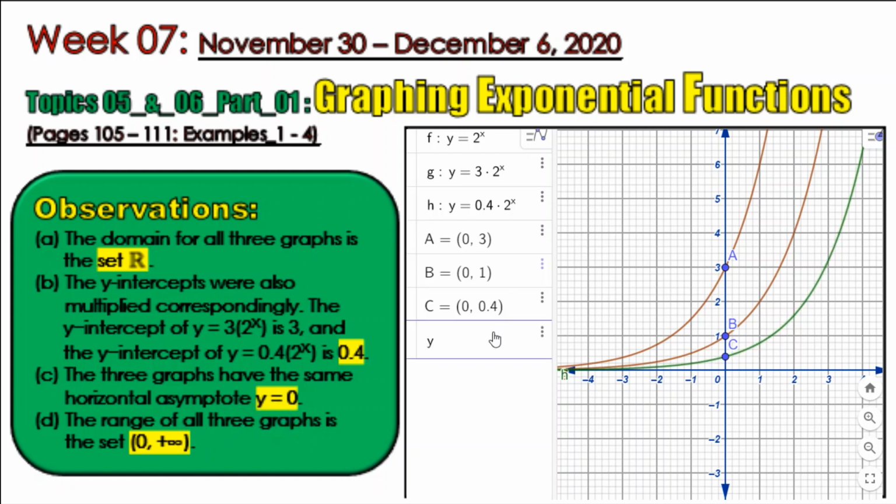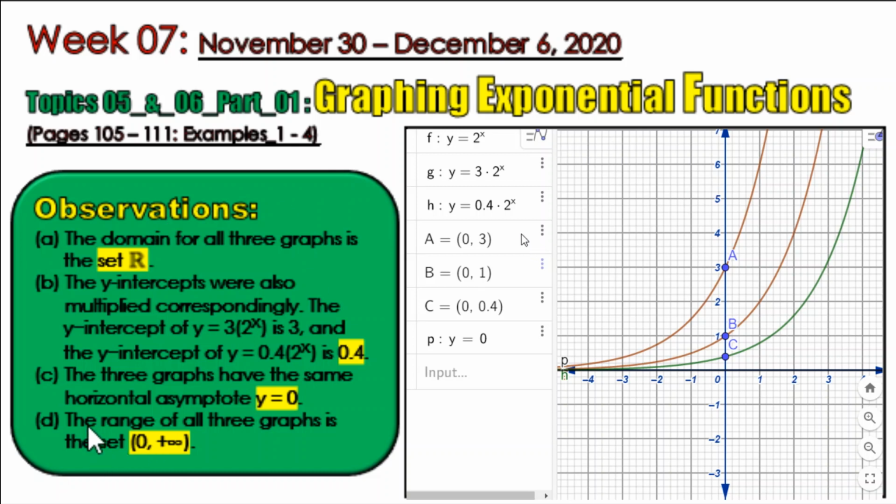Next, the three graphs have the same horizontal asymptote, which is y is equal to 0. So the horizontal asymptote is y is equal to 0. And this is the horizontal asymptote, or your x-axis. Okay, so this is the line that the three graphs would approach, but these three graphs would never intersect this line. So that is your horizontal asymptote.